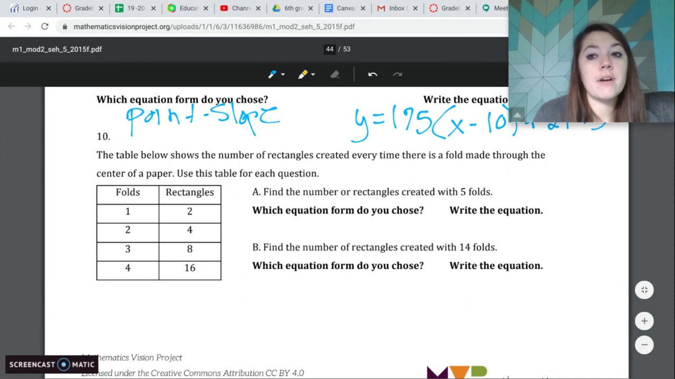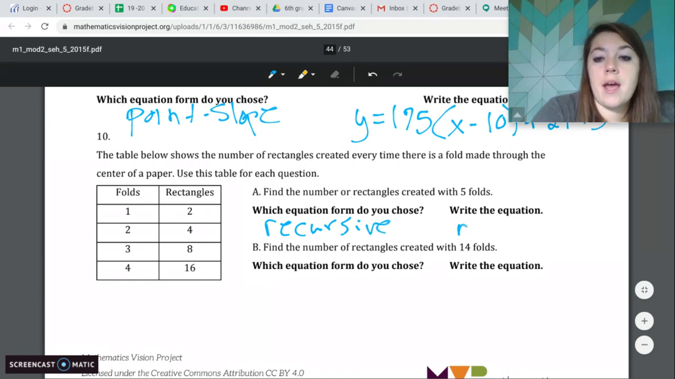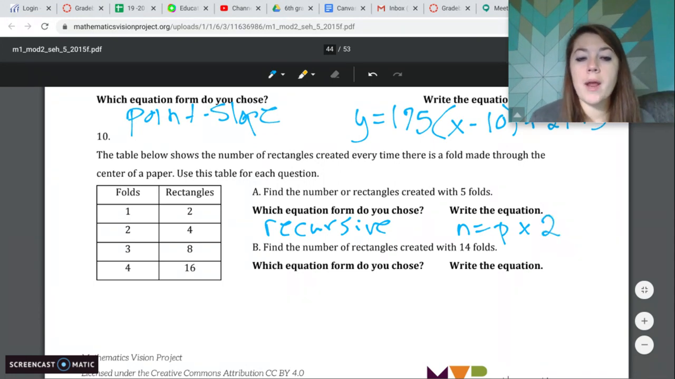Also, which function are we dealing with? Are we dealing with an exponential or a linear function? This would be exponential because we're going from 2 to 4, 4 to 8, 8 to 16. So we're doubling it every time. So if we're going up to the next number of folds, how would we find that? Think back. It'd be the recursive. So we'd have now equals previous times 2, because that's what our rate is. We're multiplying by 2 each time.